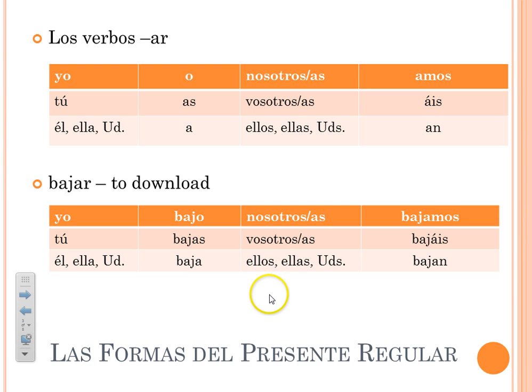Remember, dropping the infinitive ending, the AR, and adding on one of these endings tells us who is doing the action. In this case, who is doing the downloading. I download, you download, he or she downloads, etc. And here's another example for you. Yo bajo el programa. I download the program.